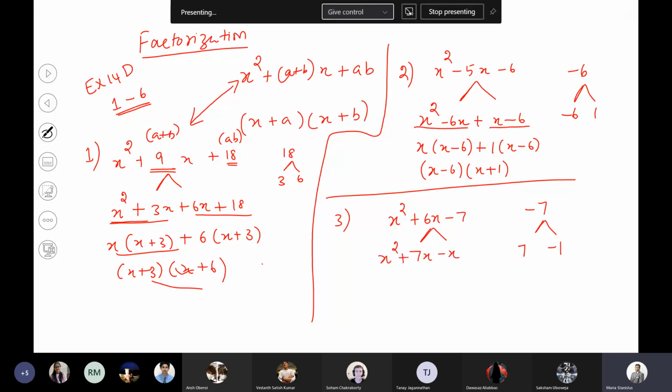So x square plus 7x minus x minus 7. If I group them, I take x as the common factor from the first two terms, so it becomes x plus 7. Minus 1 can be taken as a common factor from the next two, and it becomes x plus 7. So x plus 7 is a common factor in both terms. Therefore, x minus 1 comes.